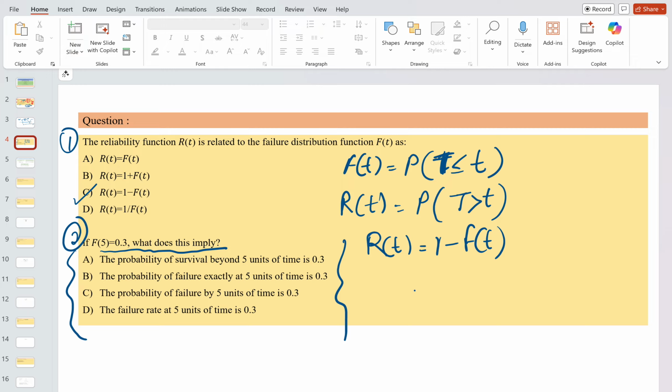Here you have to explain what is the meaning of F(5) equal to 0.3. Any answers?